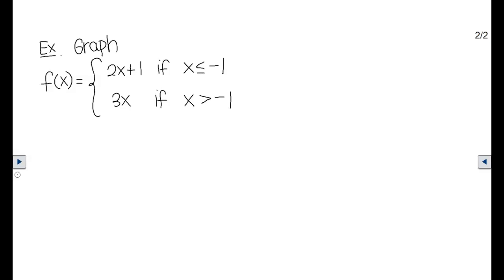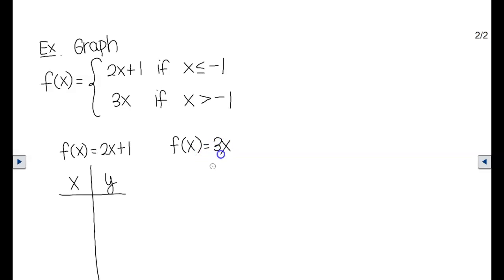Now, to graph this, what you're going to have to actually do is make two tables. So we're going to make a function table for the rule 2x plus 1. And then you're going to make a function table for the rule f of x is equal to 3x. Now, in each of these tables, I am going to want at least 3 inputs in each table. All right, now let's talk about f of x is equal to 2x plus 1.